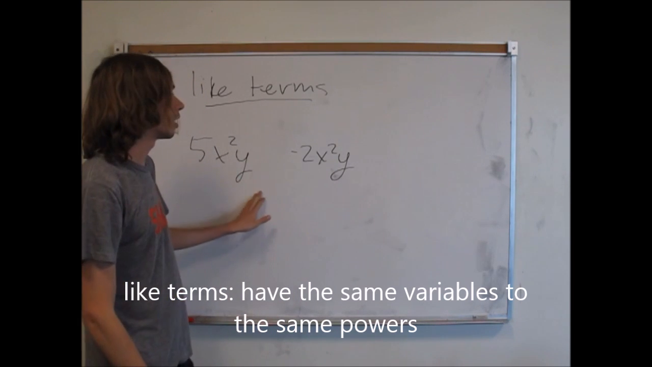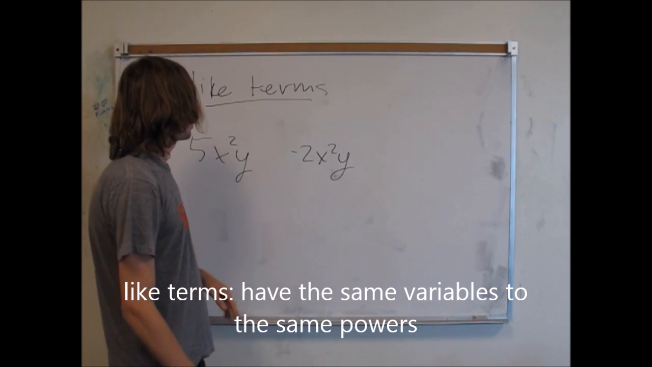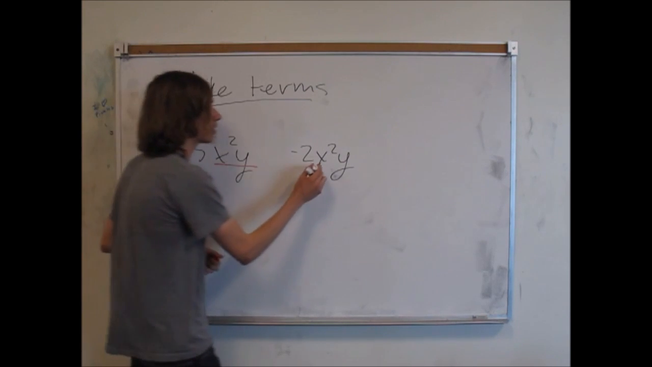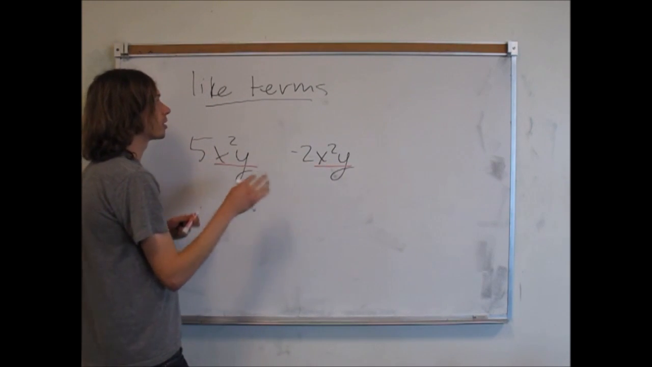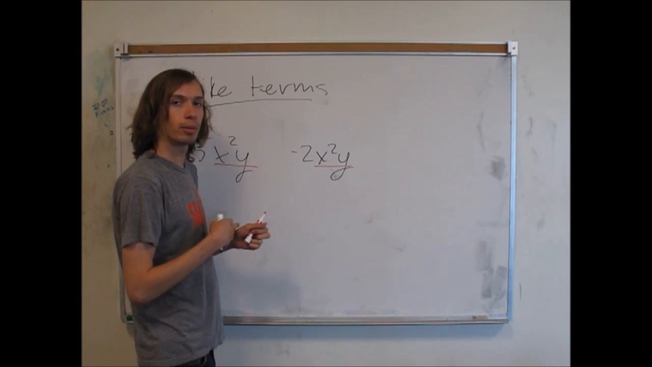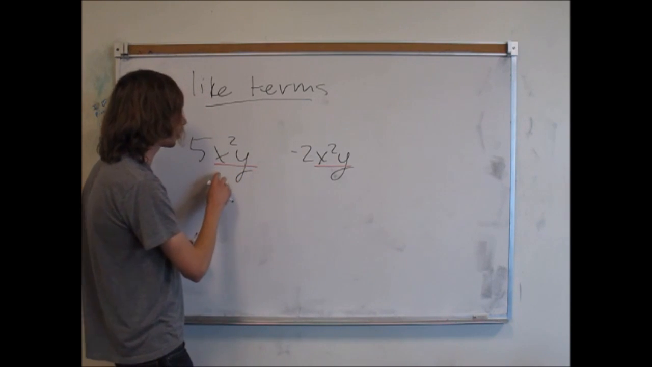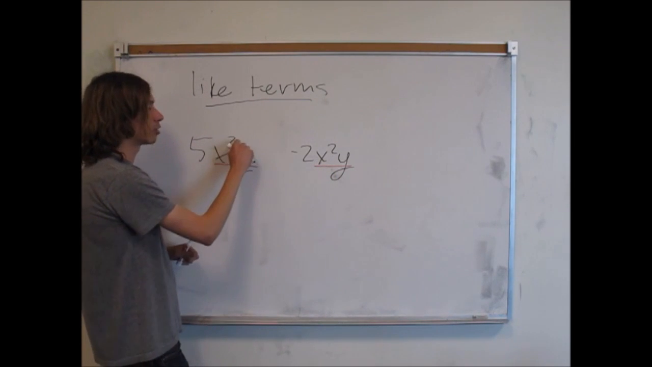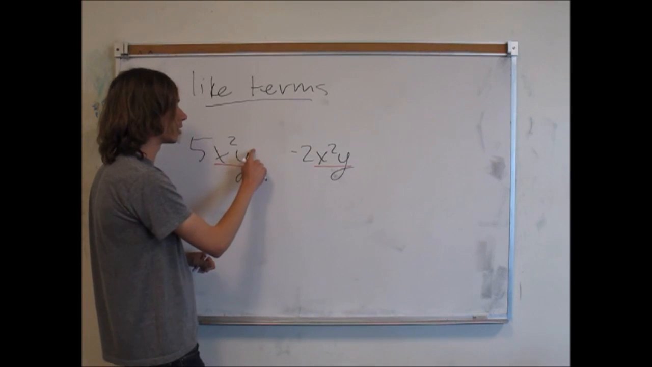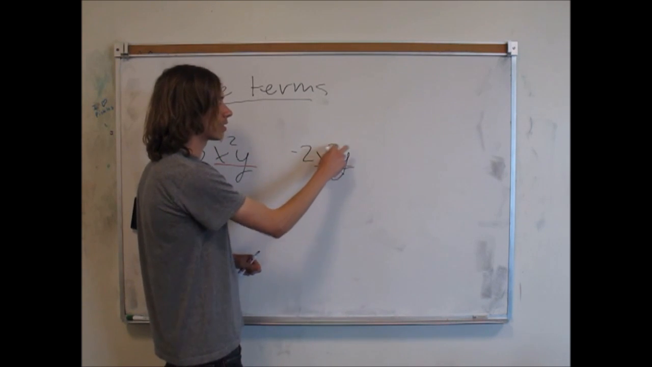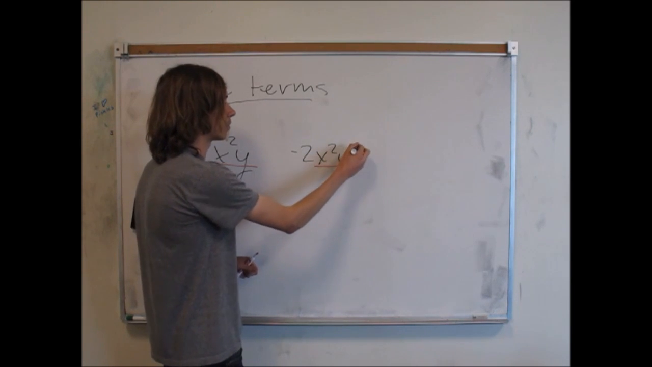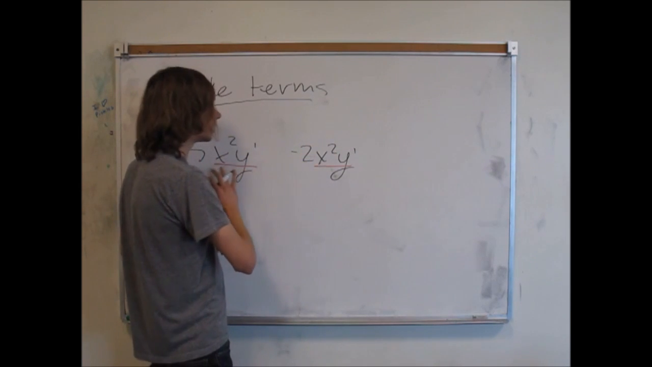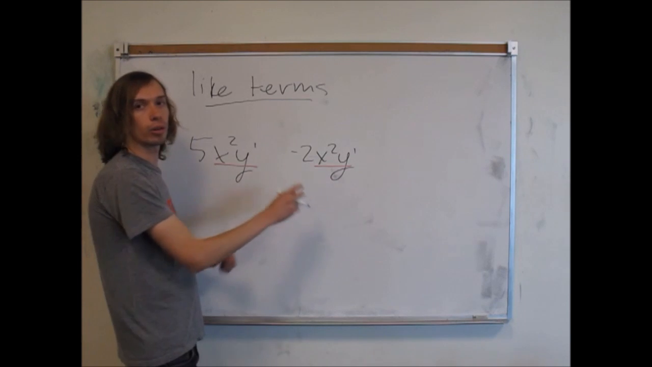We have 5x squared times y, and then negative 2x squared y. So you might notice that for both of these, this part is the same, right? Remember we said for like terms we want them to have the same variables to the same powers. So here the variables are both x and y. So that's a check. And then the power on the x is a 2, and the power on the y is a 1. Same thing over here. The exponent on this x is a 2, and over here, it's a 1. So because all the variables are the same and they're all raised to the same powers, that means these two monomials are called like terms.